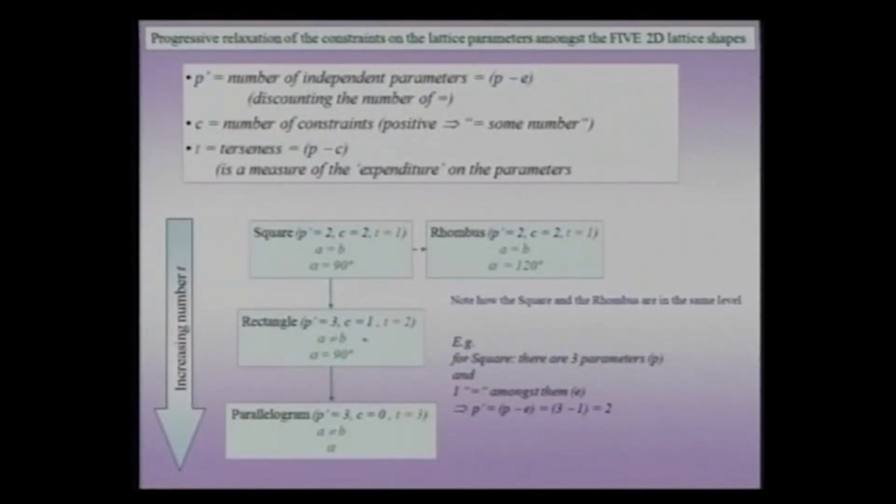In the rectangle lattice, there is only one constraint on the angle. The A and B can take independent parameter values. Therefore, the terseness value is 3 minus 1 is equal to 2. The parallelogram lattice has no constraints, and therefore the constraint count is equal to 0, and I can therefore derive a terseness of 3 minus 0 is equal to 3, and therefore automatically the parallelogram unit cell lies at the bottom of this kind of hierarchy.